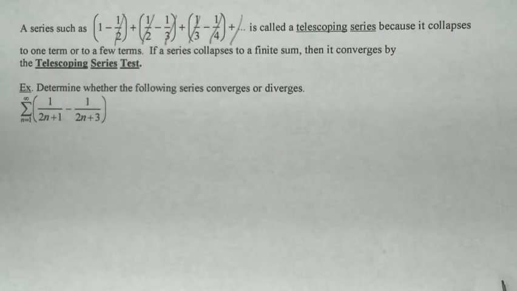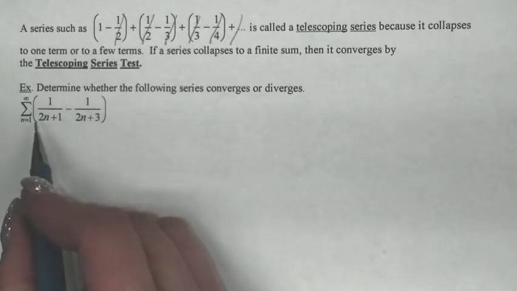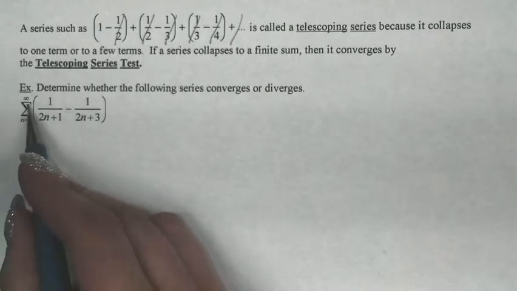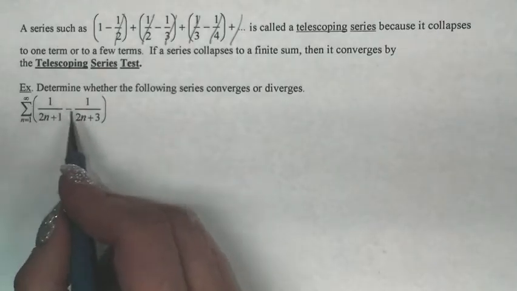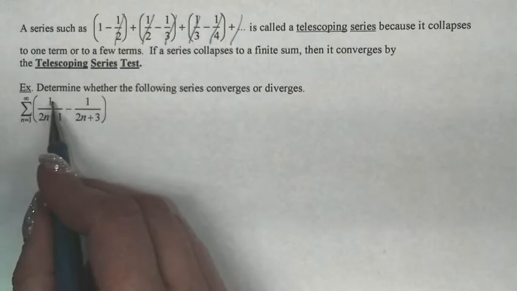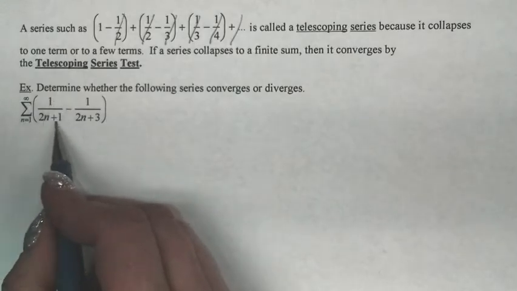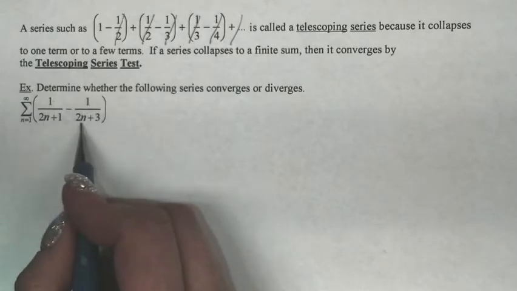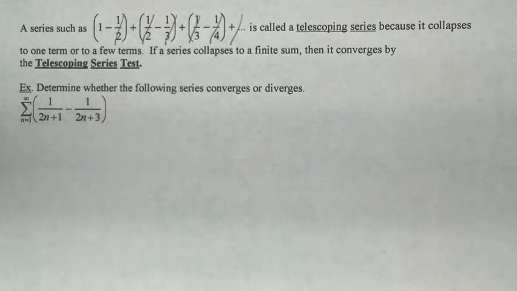Let's look at some examples. Determine whether the following series converges or diverges, and you have this series from 1 to infinity, and the function there looks like this: 1 over 2n plus 1 minus 1 over 2n plus 3. So what are you going to do here?